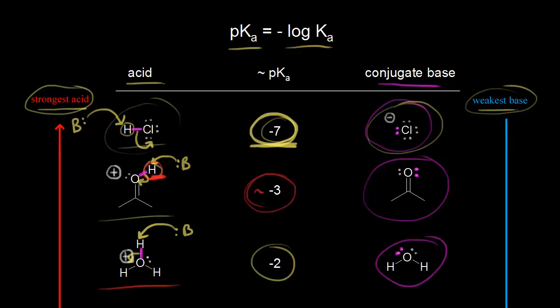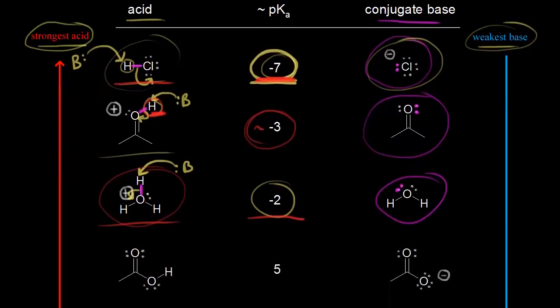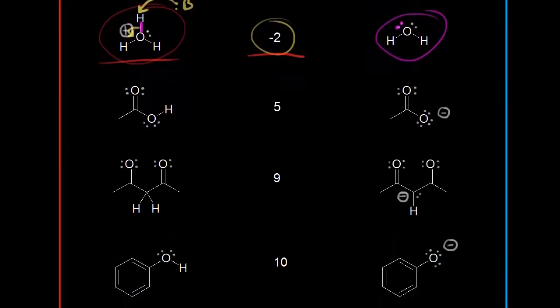So H3O+ has a higher pKa value than HCl. Therefore, H3O+ is not as strong of an acid. Or we could say it the other way around. HCl has a lower value for the pKa. Therefore, HCl is a stronger acid than H3O+. All right, let's look at some more examples for acids and pKa values.